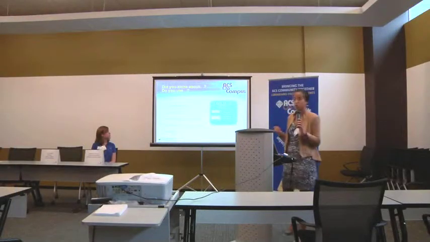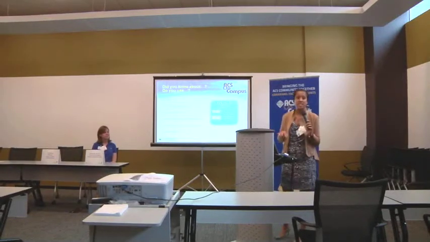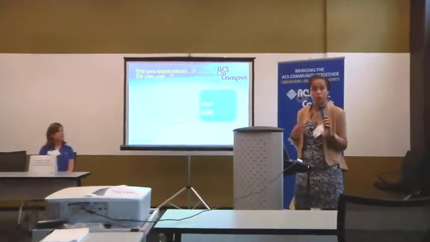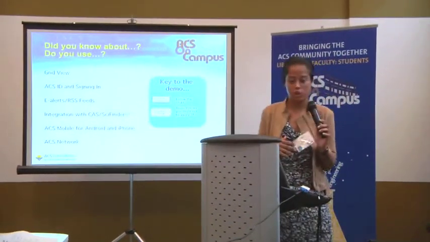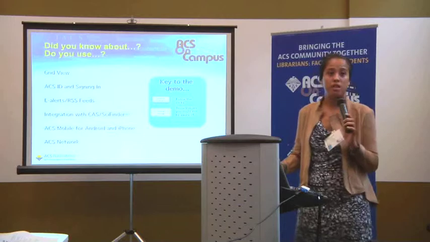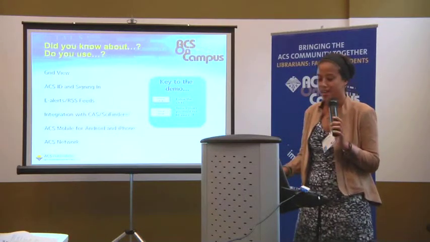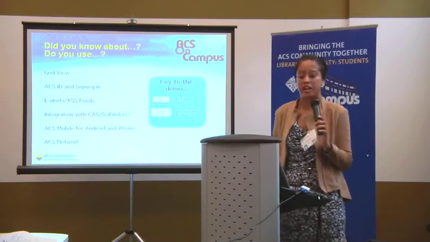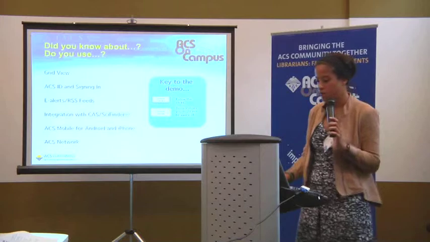So we're going to talk about the grid view, what that means I'll explain in a second, the benefits of the ACS ID and signing in to the site when you browse the site, e-alerts and RSS feeds being a big part of that. Integration with SciFinder, we'll show you a little bit of that, as well as introduce you to ACS Mobile for Android and iPhone. And then I'll talk a little bit about the ACS Network, which I mentioned in our last presentation.